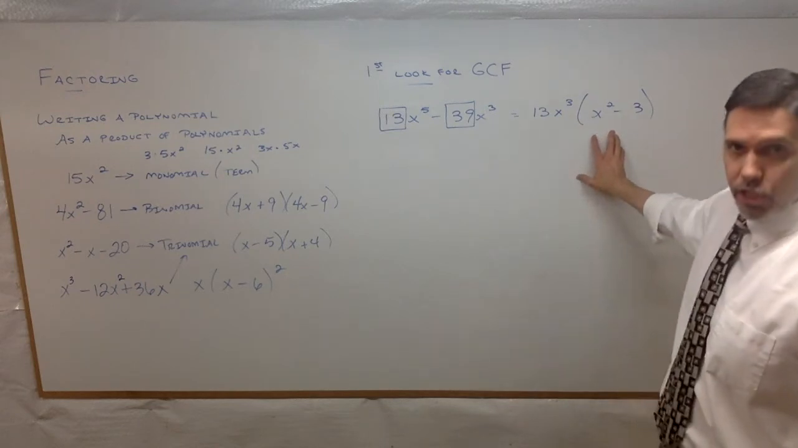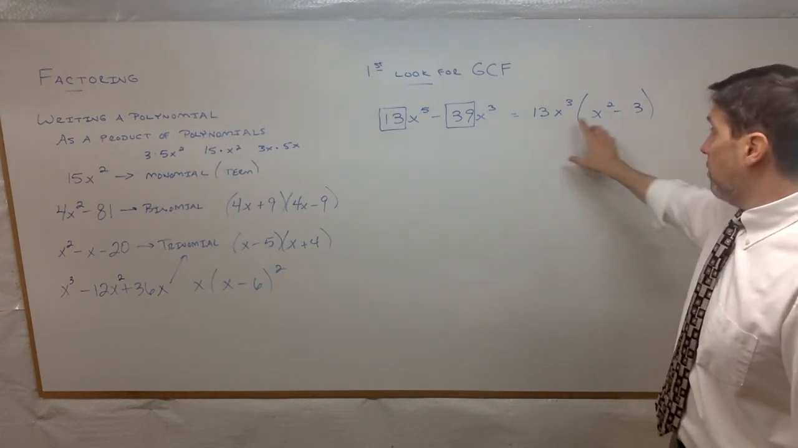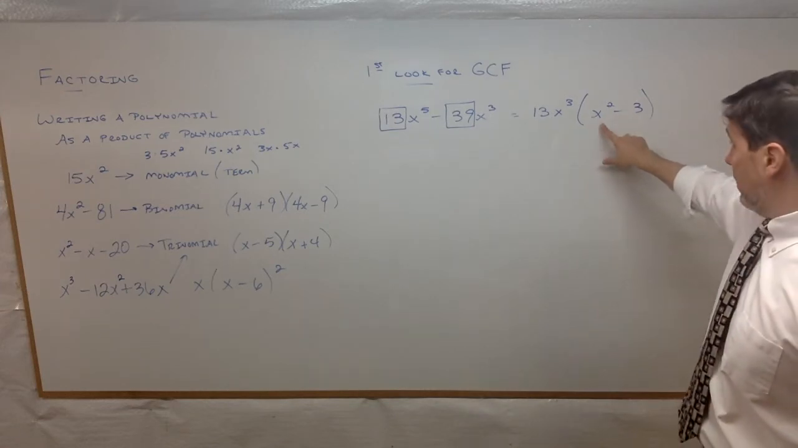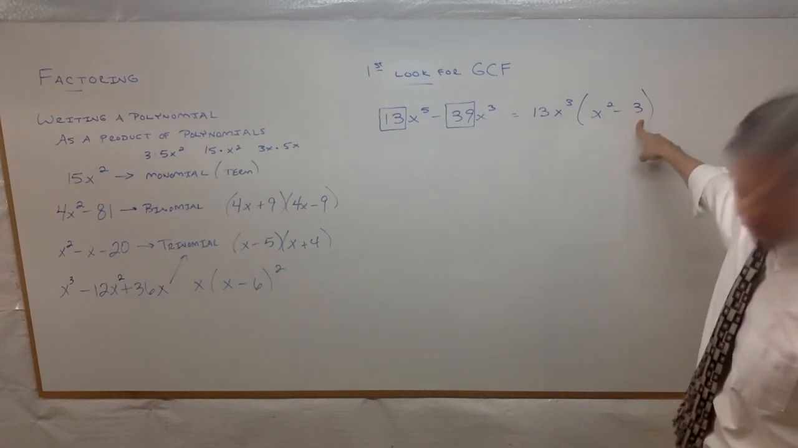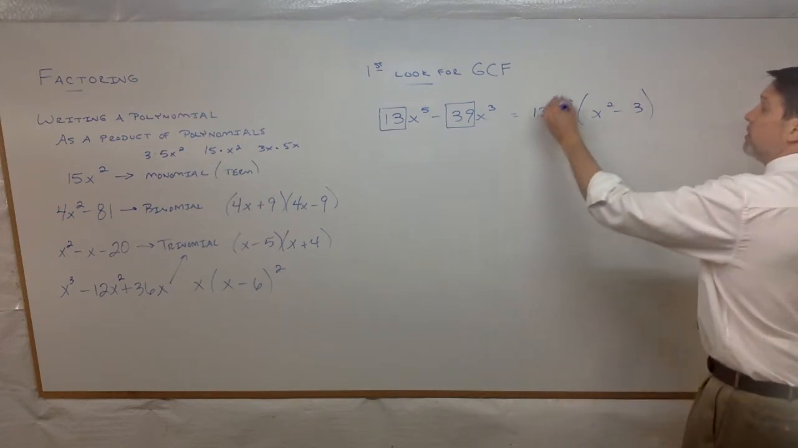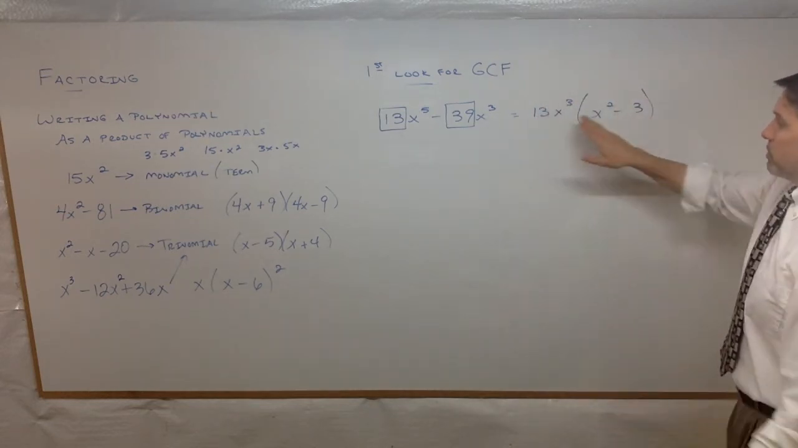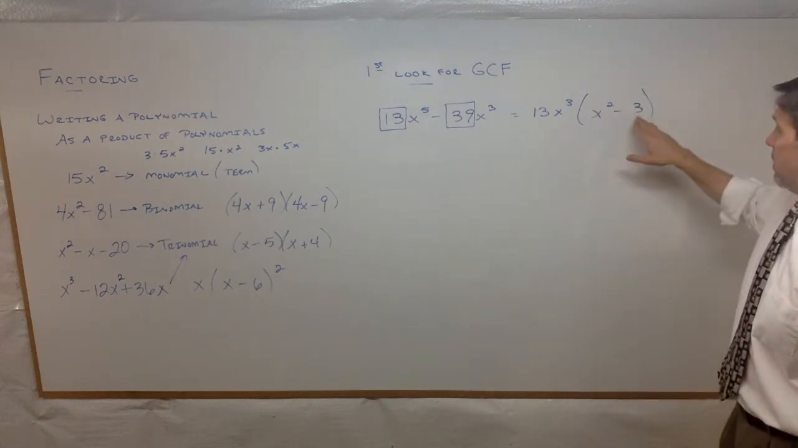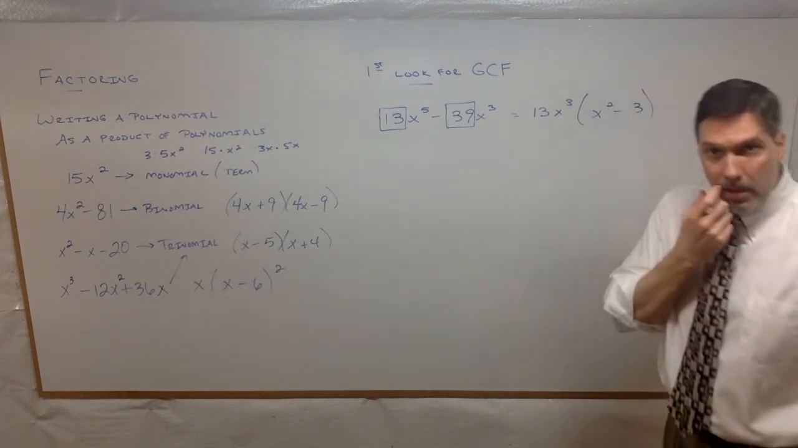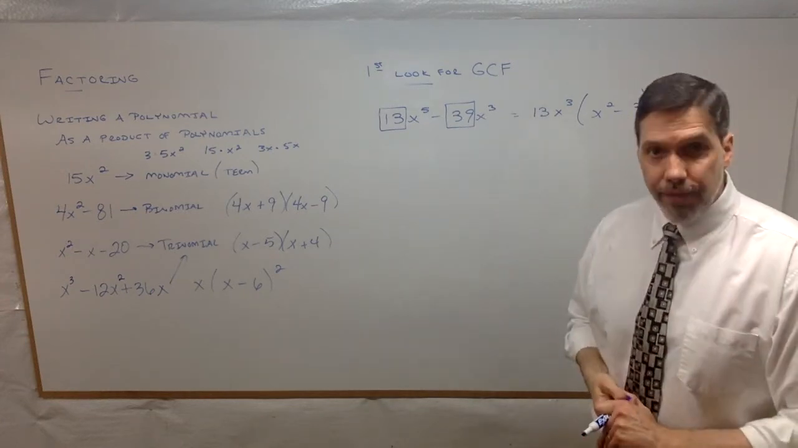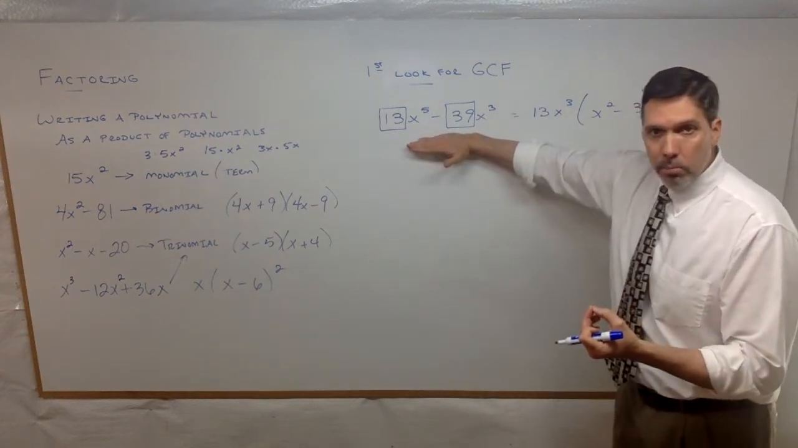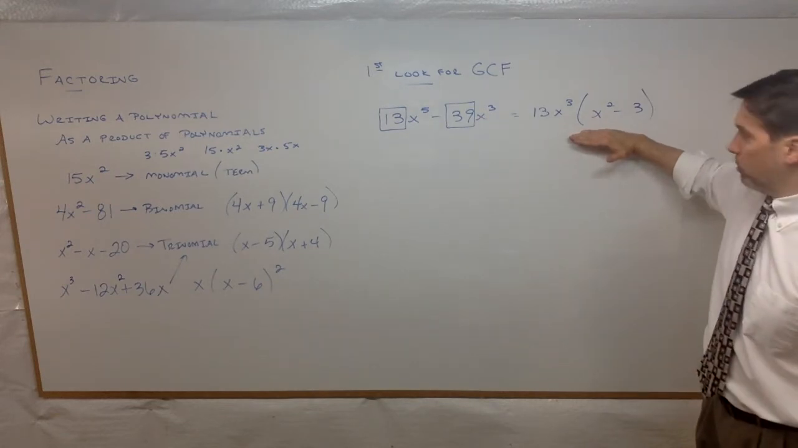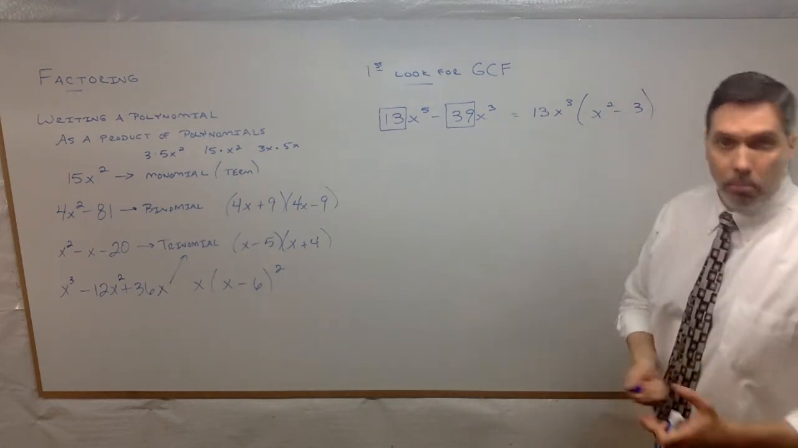And we can check our GCF factoring by, first of all, making sure the GCF of what's inside the parentheses is 1. Right? X squared and 3 have no common factors, so that's safe. And then distribute. If you took 13x cubed times x squared, you do get 13x to the 5th. 13x cubed times negative 3 is negative 39x cubed. We have successfully factored. We have written this polynomial as a product of its factors, or as other polynomials, a monomial and a binomial. Right?